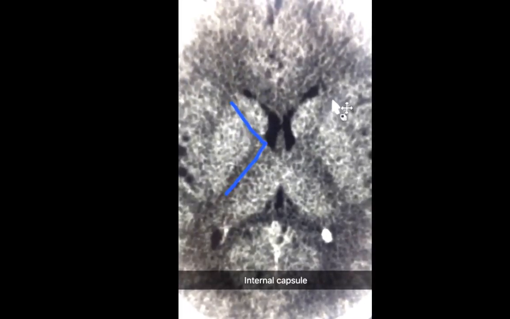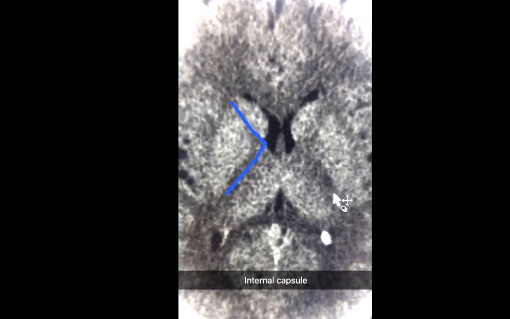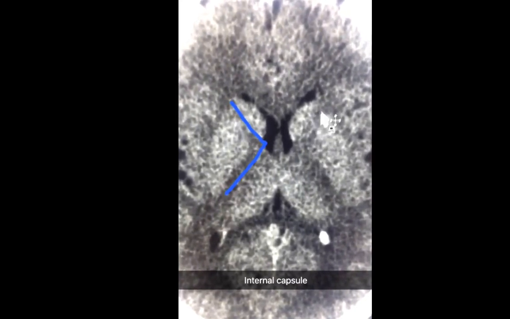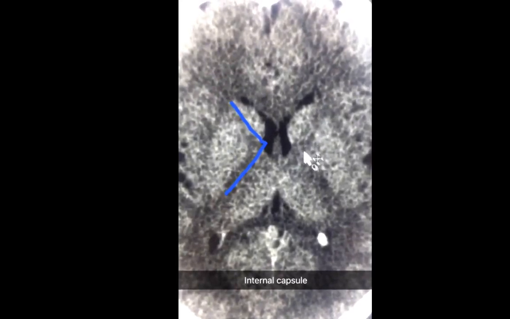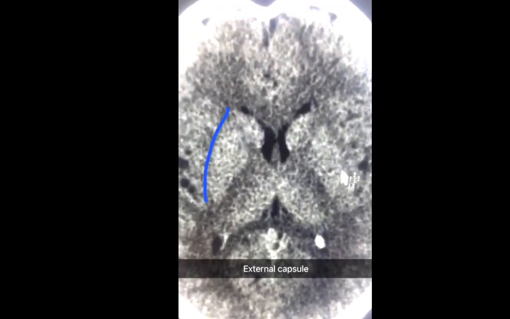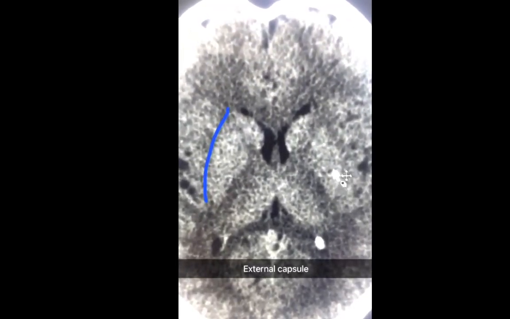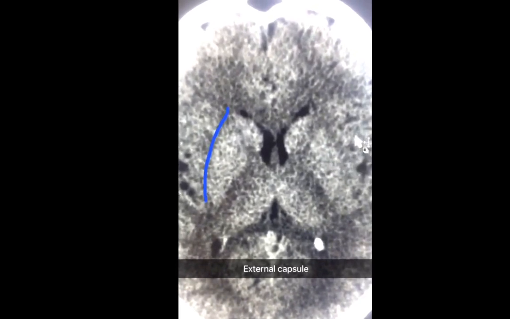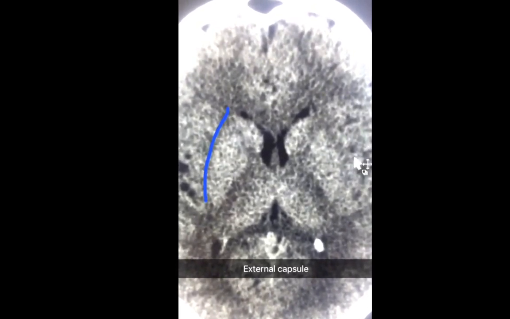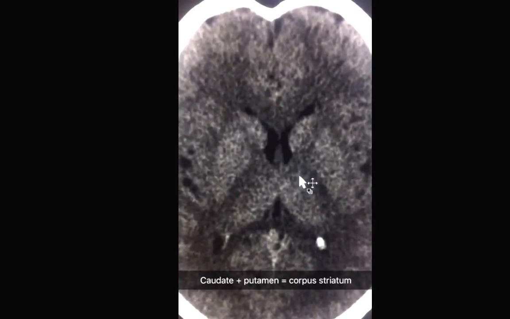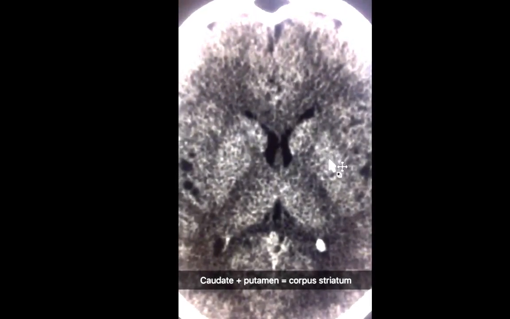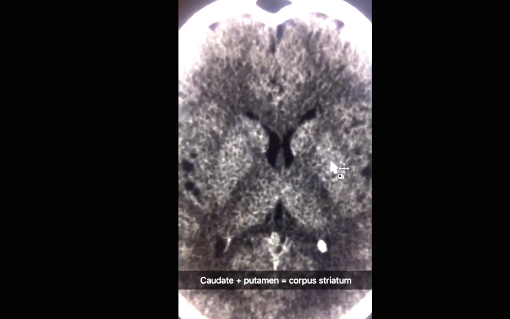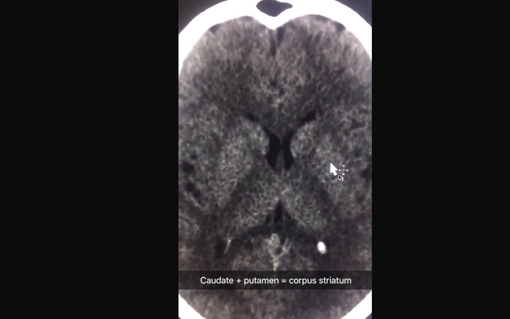You may have noticed that these nuclei are separated by tracts of white matter. This tract here is called the internal capsule. A lateral tract of white matter that separates the lentiform nucleus from the insula or the cortex is called the external capsule. The caudate with the putamen, the outer part of the lentiform nucleus, is actually called the corpus striatum.